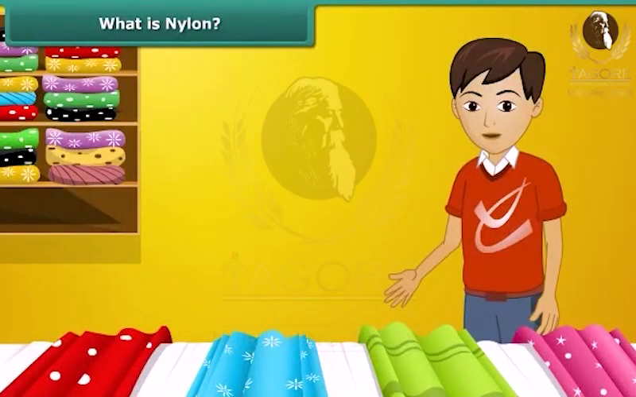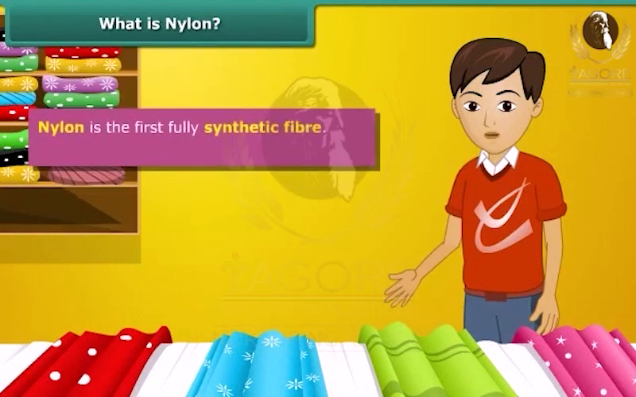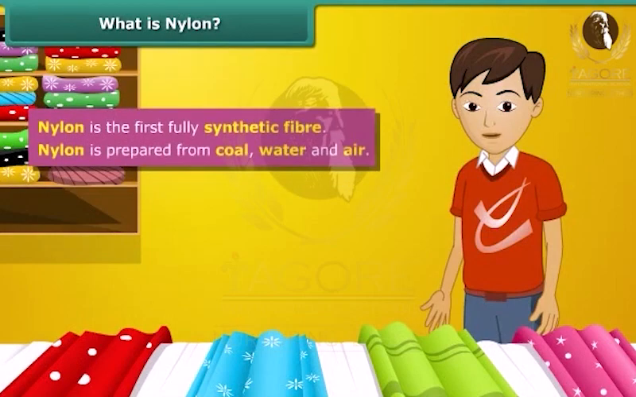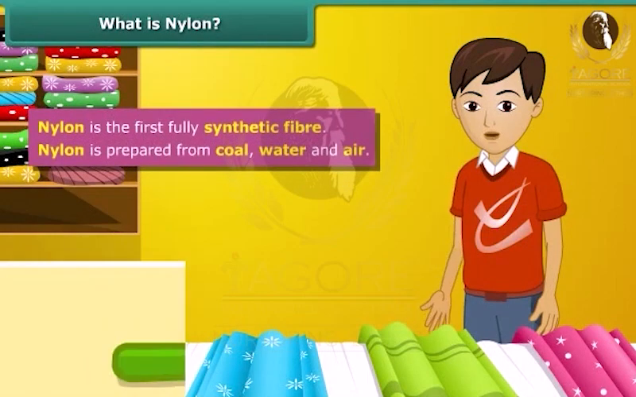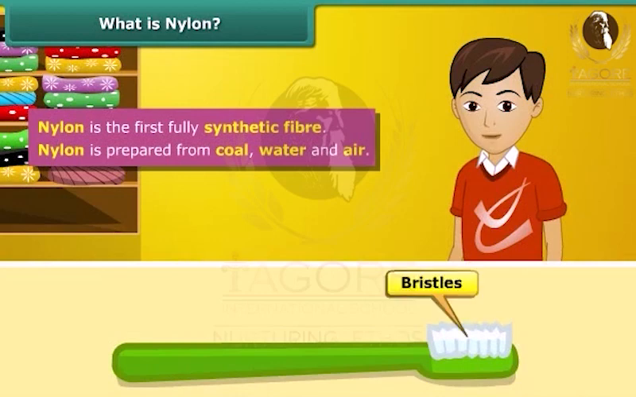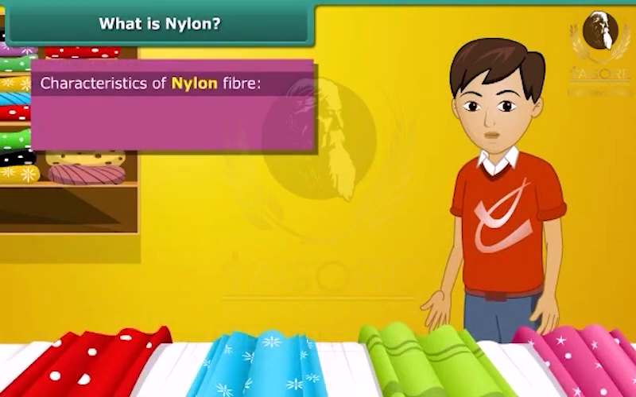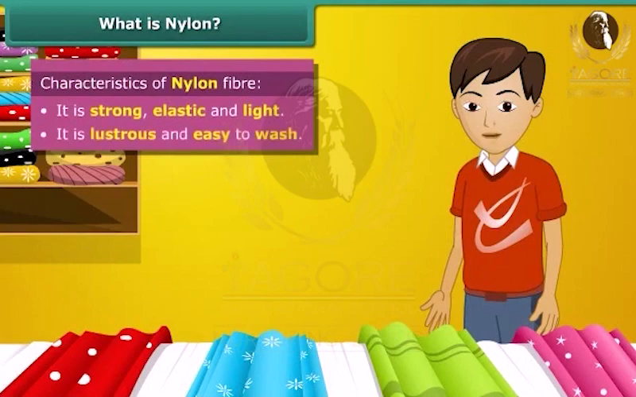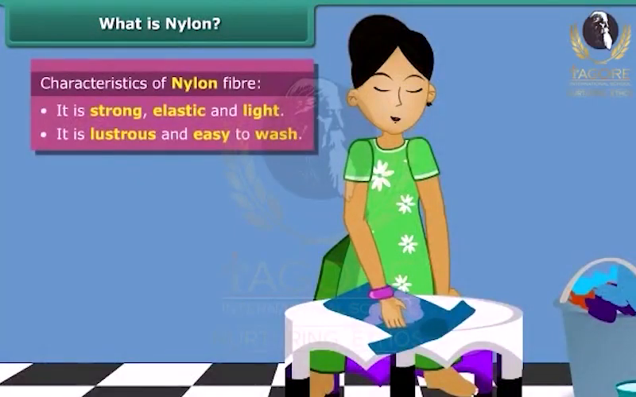Do you know what is the first fully synthetic fiber? Oh yes, it is nylon. The very first nylon product was a toothbrush with bristles. Can you think why nylon is so popular for making clothes? Well, nylon fiber is strong, elastic, light, lustrous, and easy to wash.